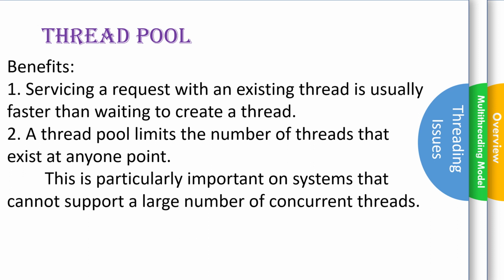The benefits of thread pools are that servicing a request with an existing thread is usually faster than waiting for creating a new thread. The time that is wasted in creating a new thread every time you require some task to be done is saved. So it's better to have a thread pool, pick up a thread and start execution. If there are no threads, then only you need to wait. Otherwise, you need not wait for the task to be done.